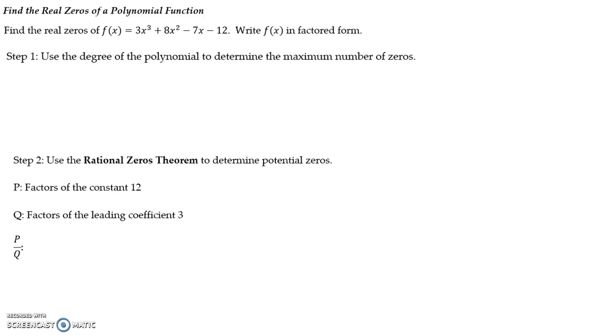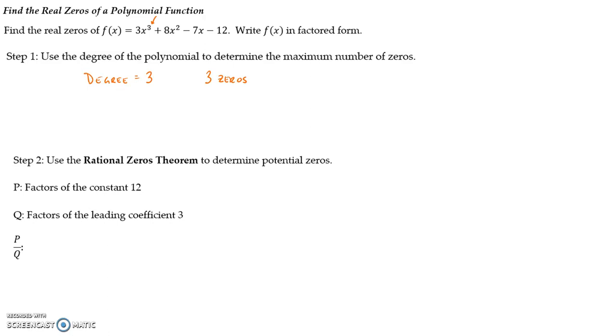So the first thing we're going to do is take a look at the degree of our polynomial. And you want to make sure your polynomial is in descending order with regard to your exponents. And you'll notice that our largest exponent on this polynomial is a 3. And that gives us some important information. It means we're going to be looking for a total of 3 zeros, or 3 x-intercepts.